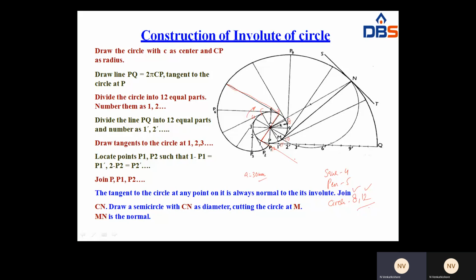So this is for 1, this is for 7. In the same way for 2, this is for 8. So if you do it parallelly, we can save time.